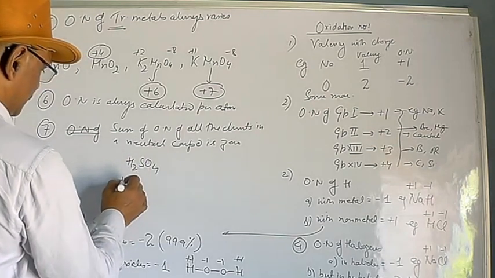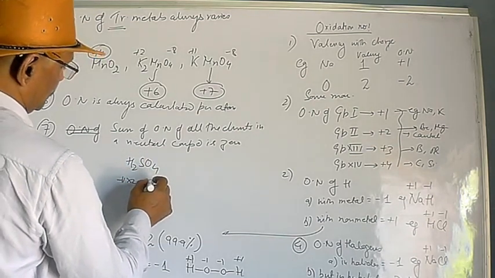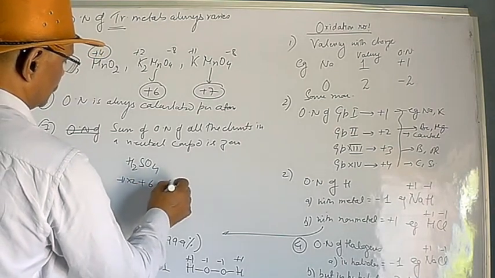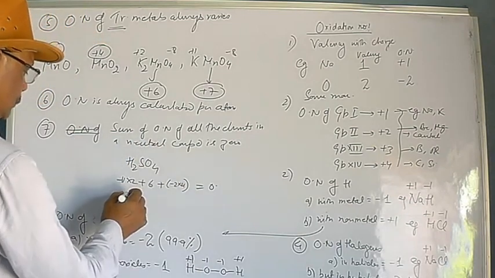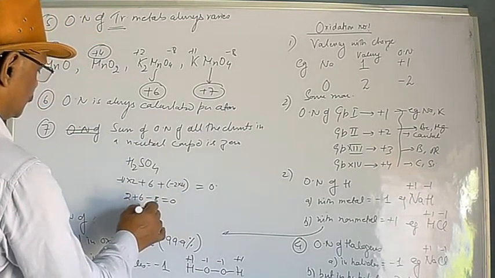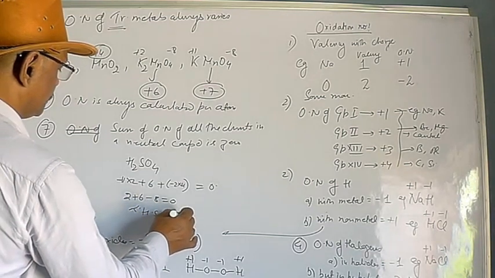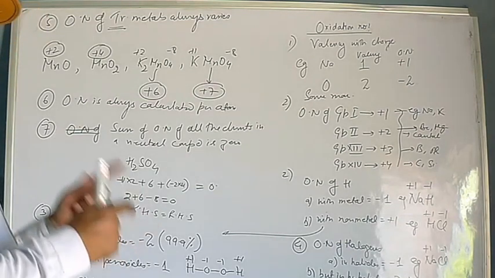Let us take the example of H2SO4. Class, you know hydrogen is plus 1, so plus 1 into 2. Sulfur is plus 6 and oxygen is minus 2 into 4. This should be equal to 0. Let us find it out. 2 plus 6 minus 8 equals 0. So LHS equal to RHS, proved. So in any neutral compound, if you add all the oxidation numbers, it always comes to 0.